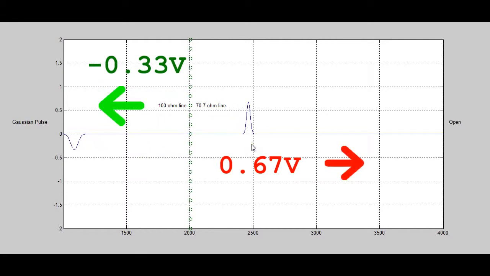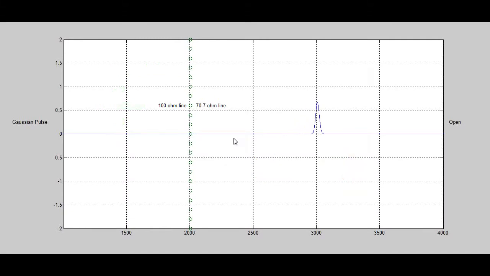This is because at the transition, the 1 volt that was going to the right had 1/3 of a volt going to the left subtracted from it. So we have 2/3 of a volt now going to the right. Now we're approaching the open.